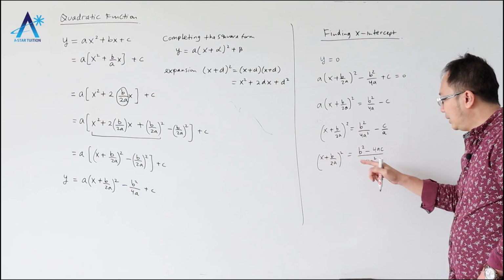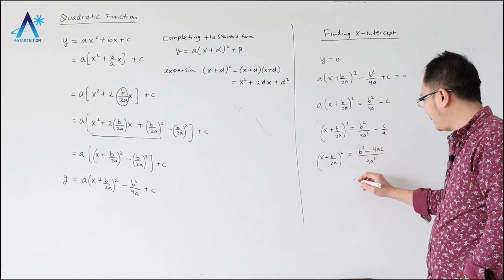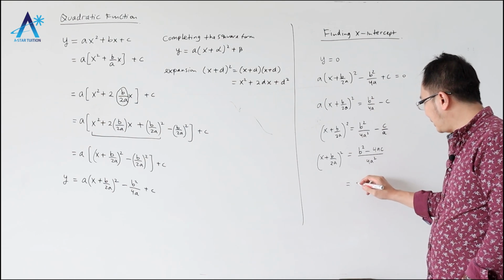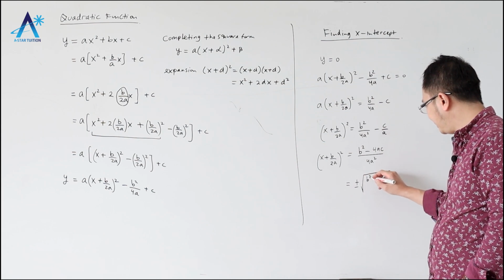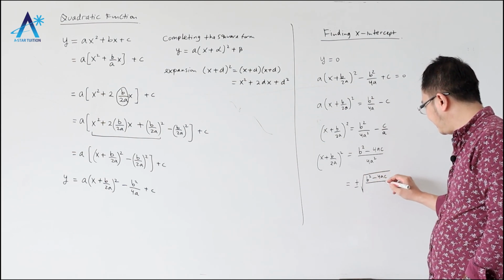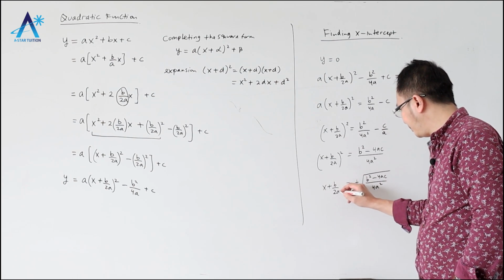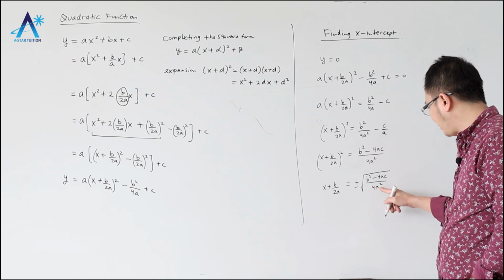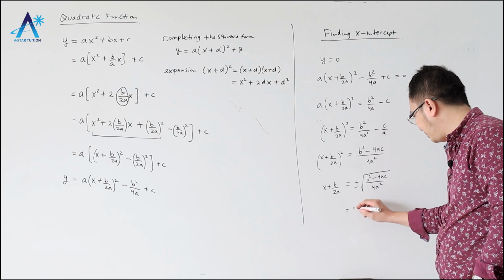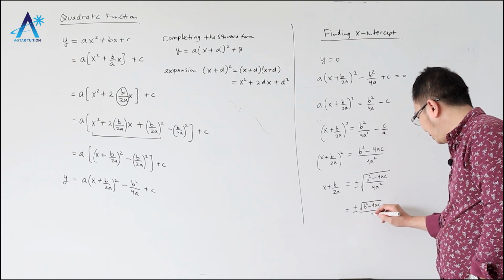Okay, this square right here could become the square root of the right hand side, which comes with a sign positive or negative here. Okay, next, the square root of a squared is equal to 2a, so this could be written as the square root of b squared negative 4ac over 2a.